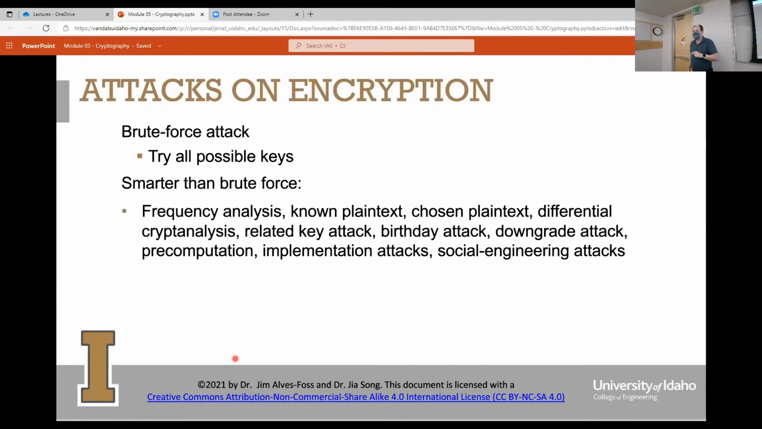Chosen plain text is even smarter. Can I force the encryption system to encrypt something I created? If I do that, then I have even more power of doing some analysis. And one of those types of analysis is called differential cryptanalysis. Okay, I just sent this whole message to you. You encrypted it for me. I'm going to change one letter. Change it. See what the difference was.